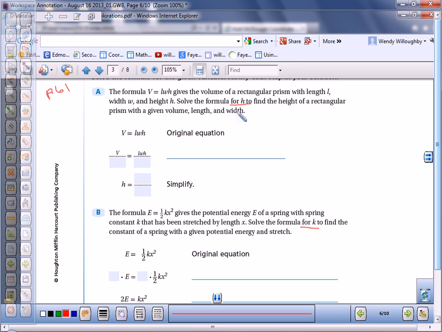So if we're solving for H, what needs to go? L and W need to go. And currently they're multiplied times H, so what's the inverse operation of multiplication? Division. So we divide by the LW.